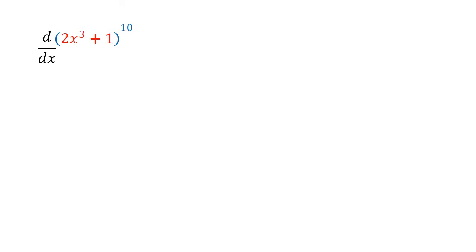Okay, let's solve our problem. Find the derivative of (2x cubed plus 1) to the power of 10. Look at this function: the inside function looks like 2x cubed plus 1, and the outside is the inside to the power of 10. We can let the inside function be u equals g of x, which equals 2x cubed plus 1, and the outside function will be f of u equals u to the power of 10.